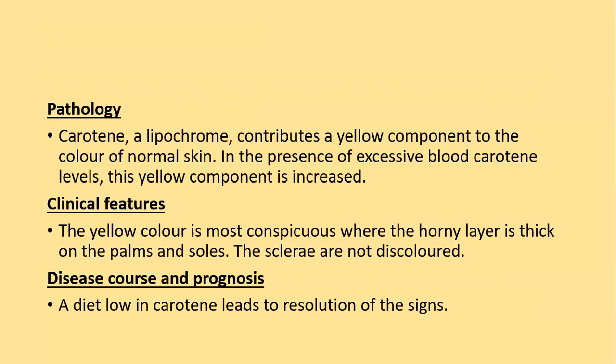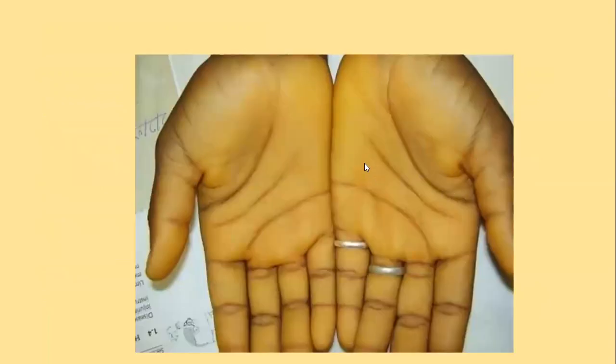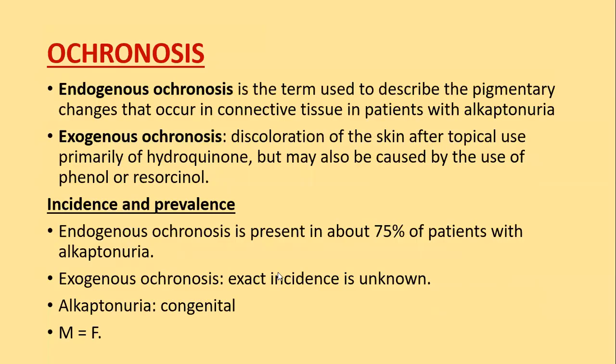So that it is treated by a diet which is low in carotene, which will lead to resolution of the signs. So you can see this excessive yellow discoloration of palmar skin in carotenodermas.